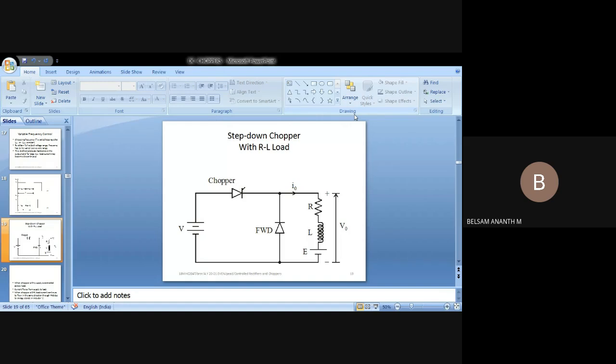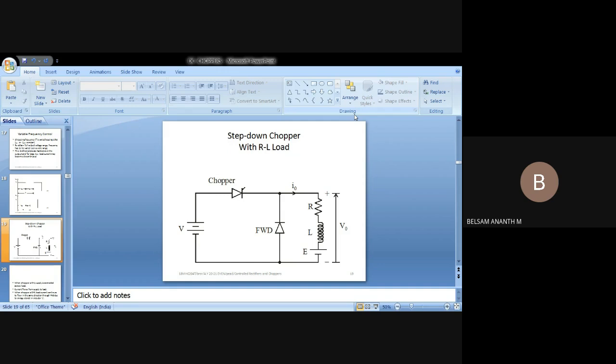That's why, in order to prevent that, with the help of a freewheeling diode, FWD, indicates what? A freewheeling diode is connected between the source and the output side. So across the voltage source and the output, I have a freewheeling diode.